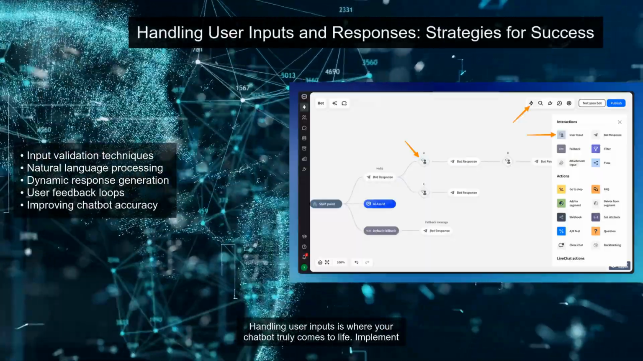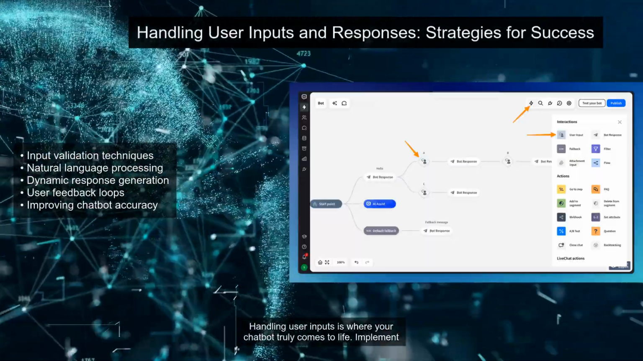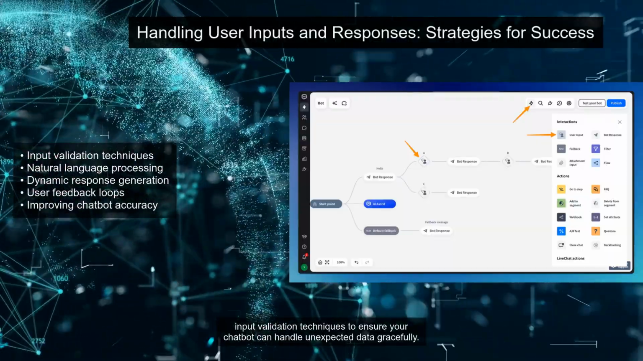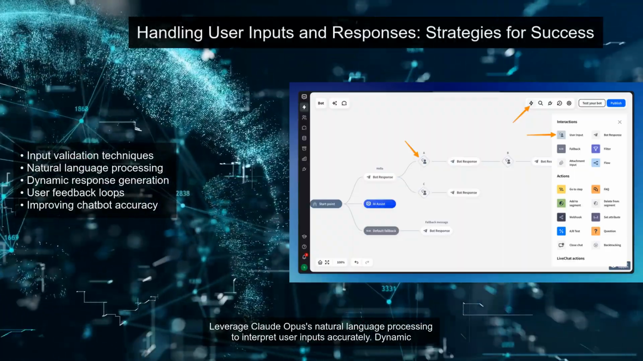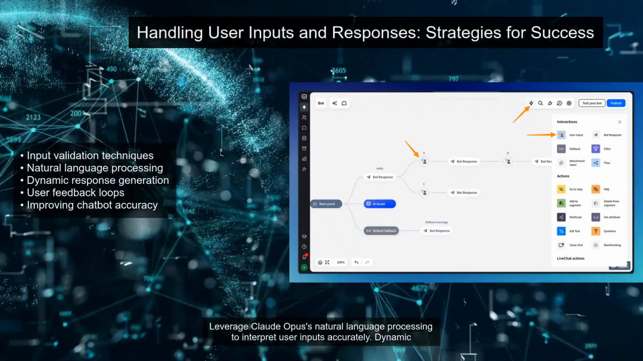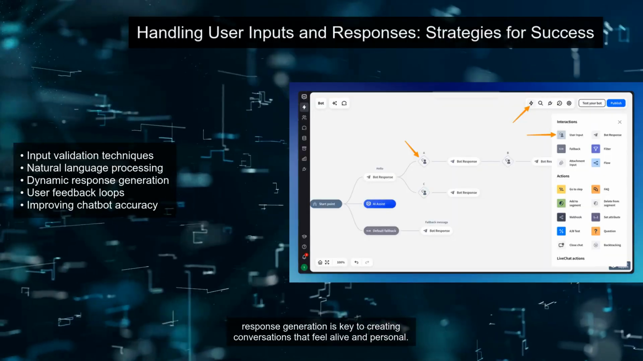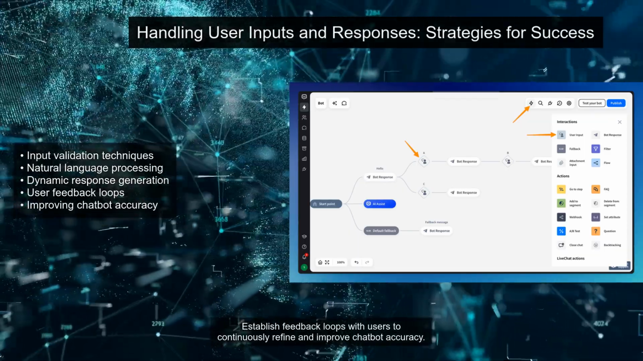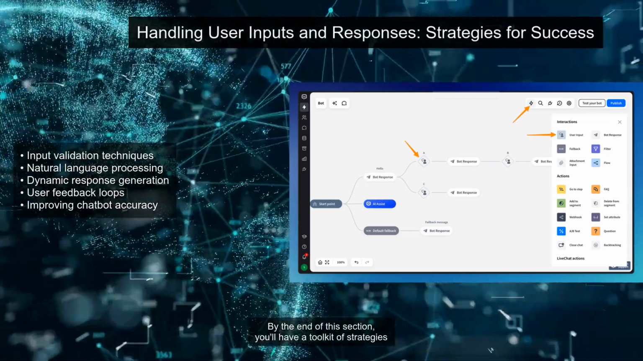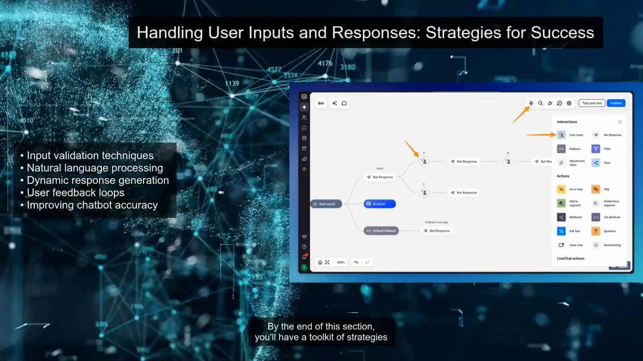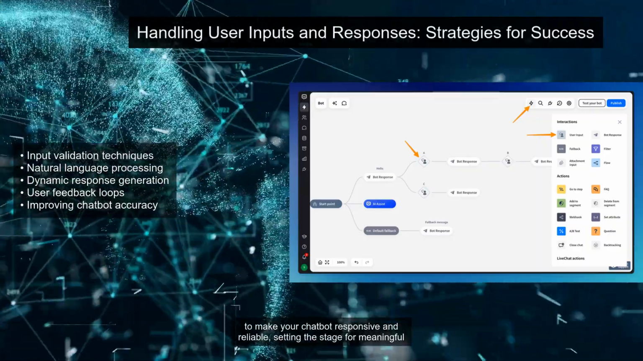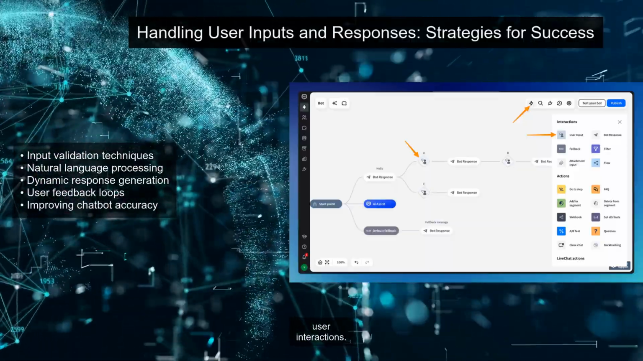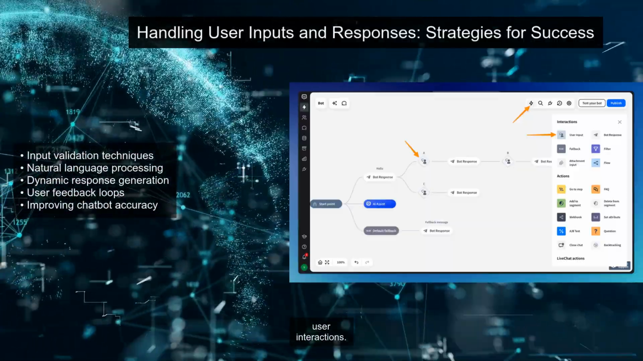Handling user inputs is where your chatbot truly comes to life. Implement input validation techniques to ensure your chatbot can handle unexpected data gracefully. Leverage Claude Opus's natural language processing to interpret user inputs accurately. Dynamic response generation is key to creating conversations that feel alive and personal. Establish feedback loops with users to continuously refine and improve chatbot accuracy. By the end of this section, you'll have a toolkit of strategies to make your chatbot responsive and reliable, setting the stage for meaningful user interactions.